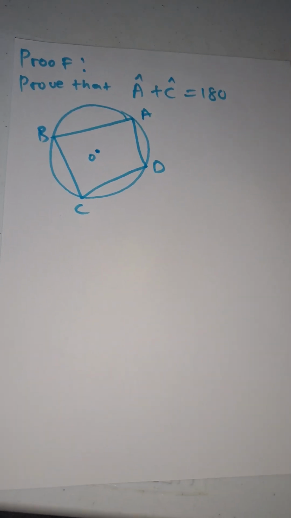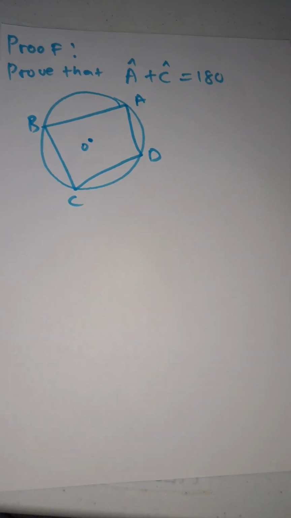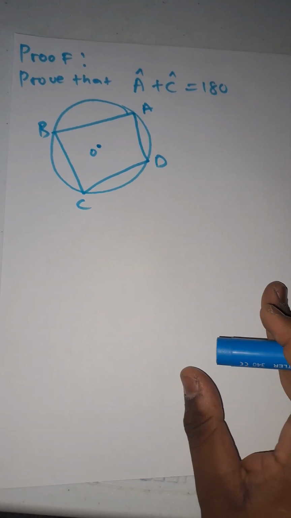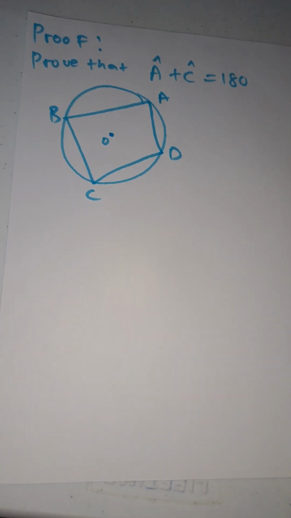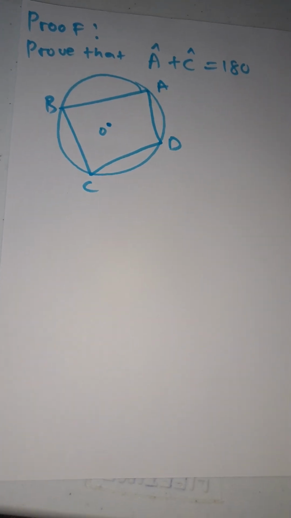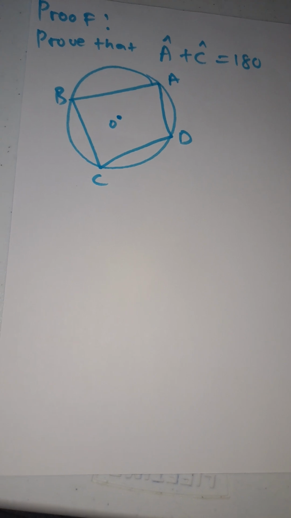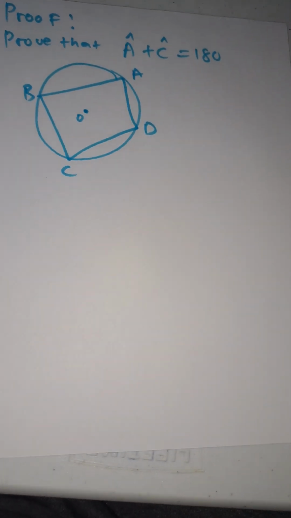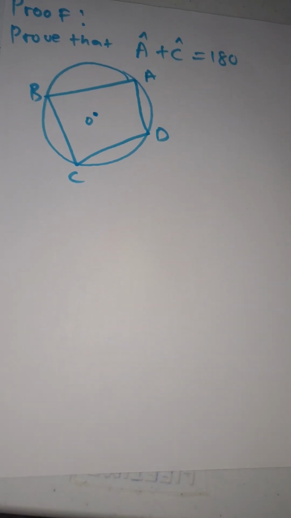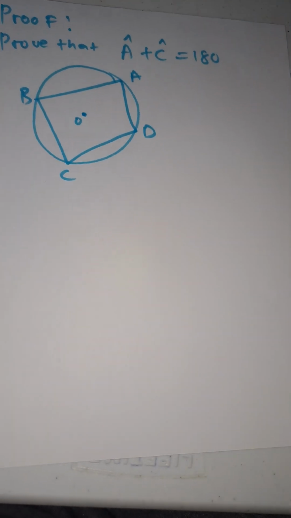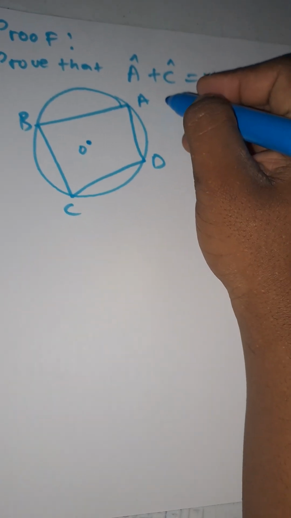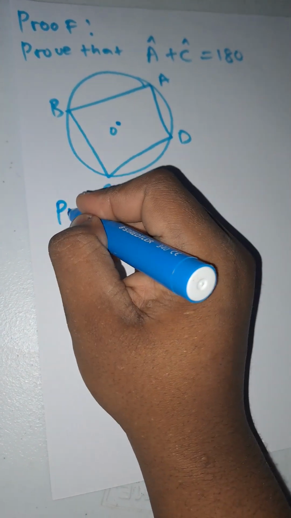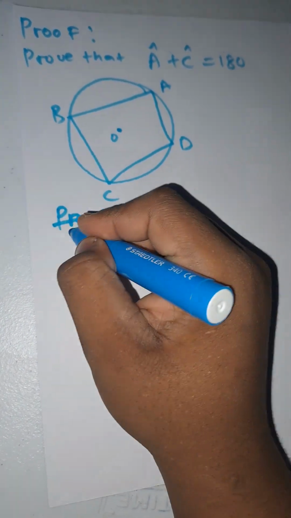Some of the theorems have proofs. So even this one for a cyclic quad has a proof. I did a proof for a line drawn from the center that bisects the chord, and the one about equal chords. And then the second one was for angle at the center twice the angle at the circumference. So now I'm gonna prove that angle A plus angle C is equal to 180. So the first thing that you have to do what? Your construction. So let me just say proof, construction.